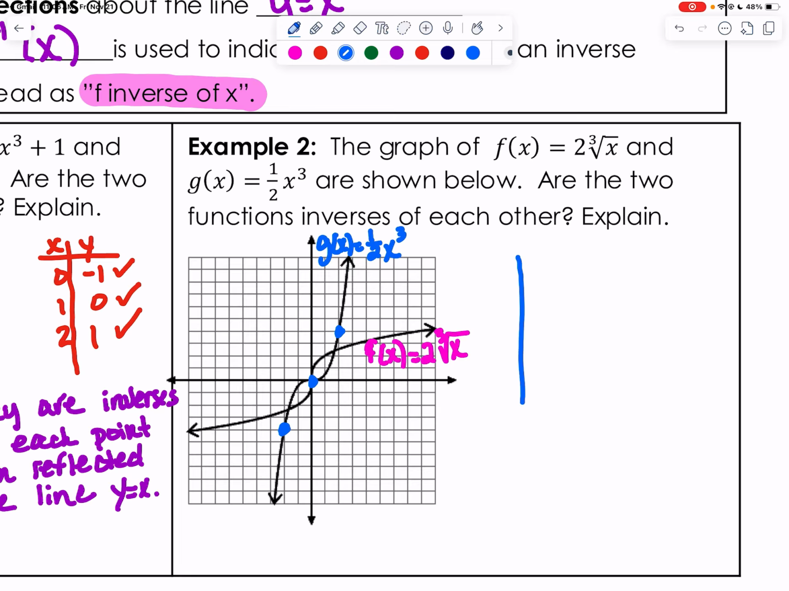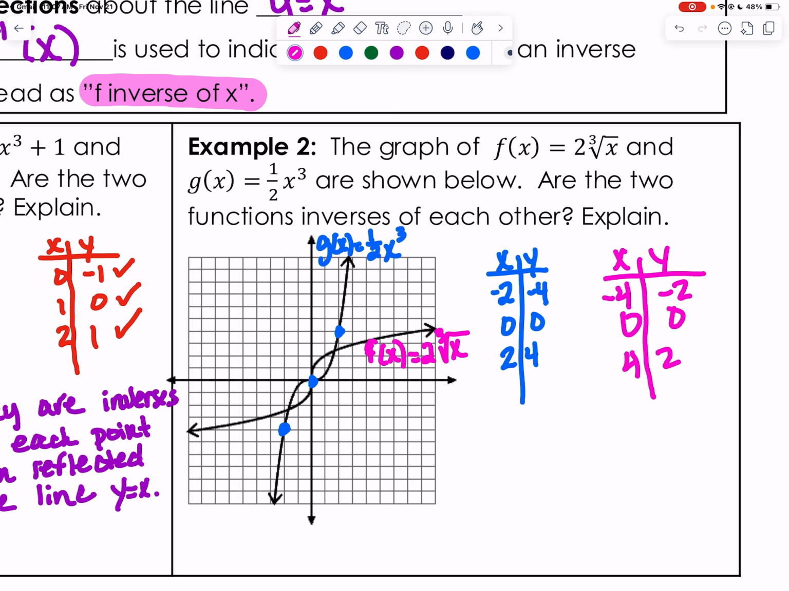So let's see if those points are on f of x equals 2 times the cube root of x. So (-4, 2): 1, 2, 3, 4, -2. Whoops, not there. So if your first one is no, that's a no. You don't even have to check the rest of them. So this answer would be no.